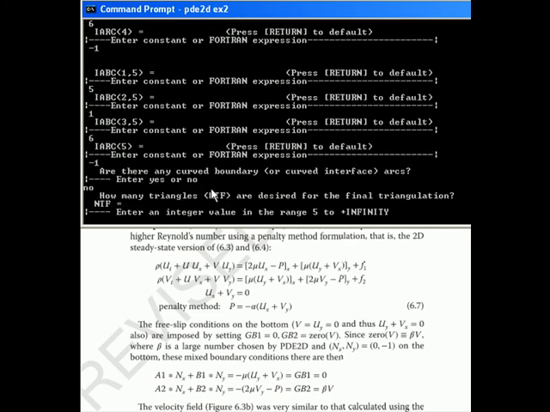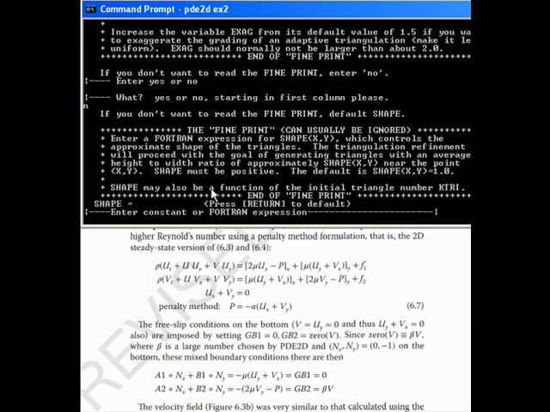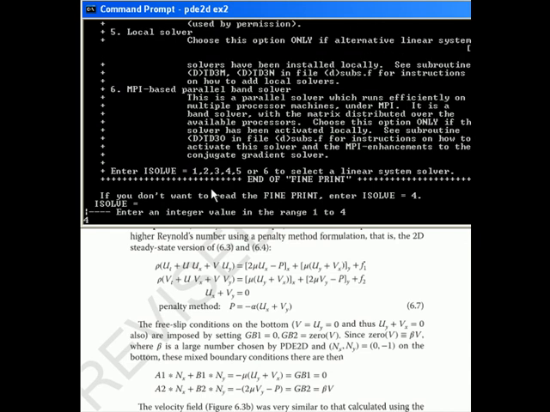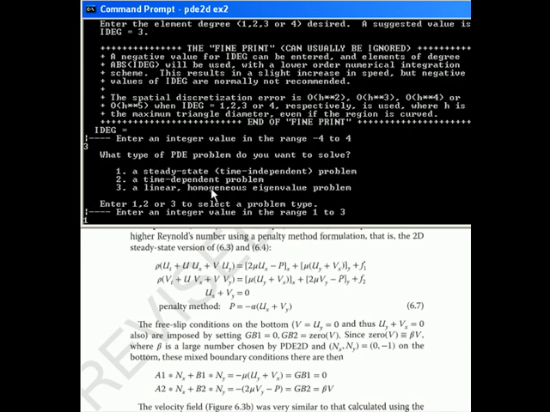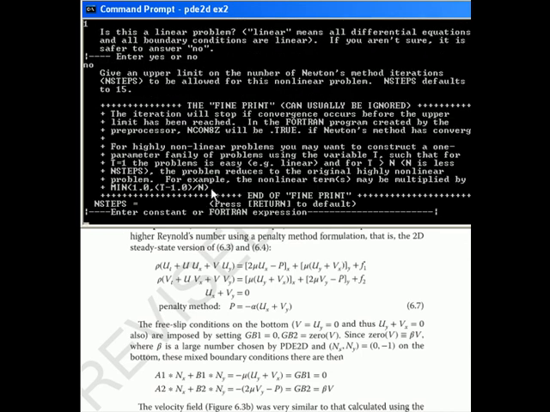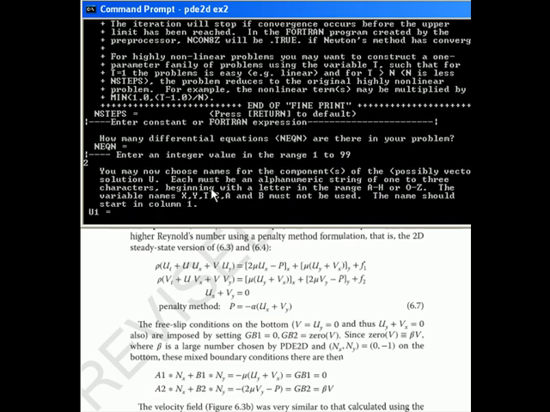Any curved boundary? No. How many triangles do we want in the final triangulation? Let's do 1,000. Let's use cubic elements, steady state, not linear. How many steps? Defaults to 15 Newton's methods. It's nonlinear, so it has to iterate Newton's method. We'll just use the default of 15. How many equations are there? There's 2.